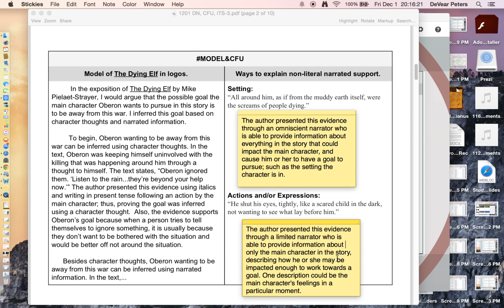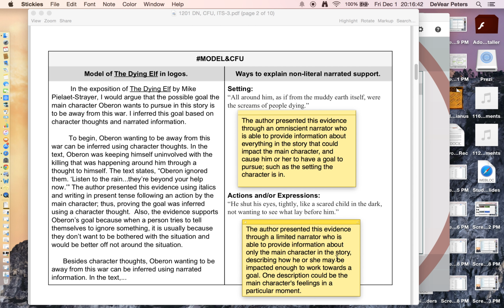For both of these, we just said: understand what you know about limited and omniscient third-person narrators, and use your understanding to explain how that evidence is being told from that narrator to let you know how a character may be impacted. Make sure we really think about the word impact. And so that's the goal.